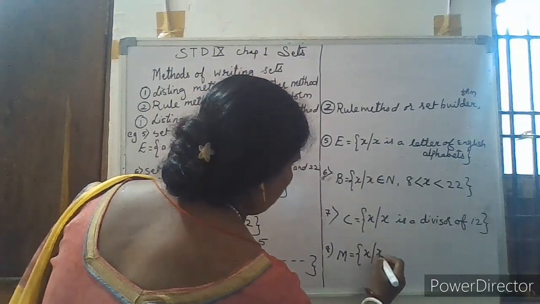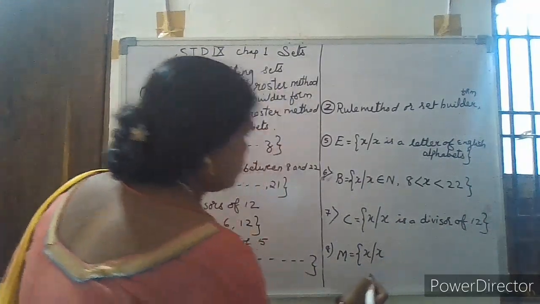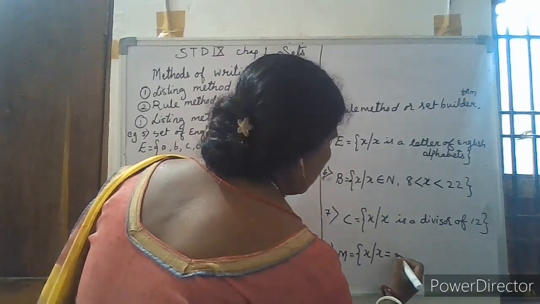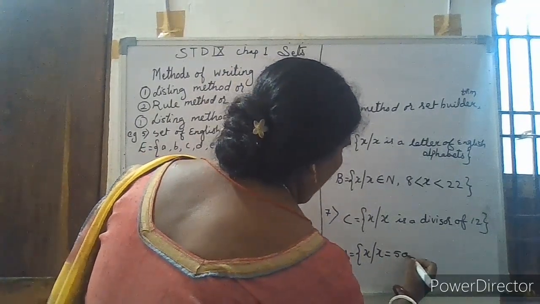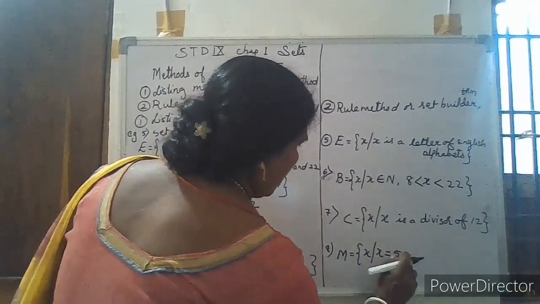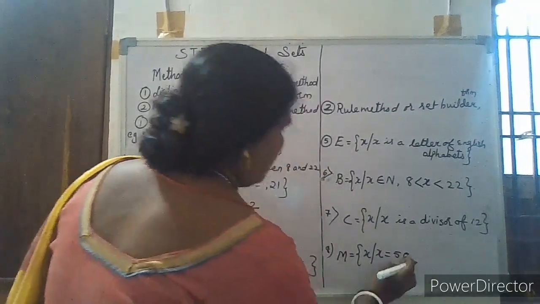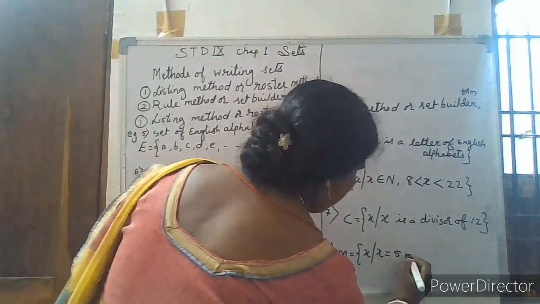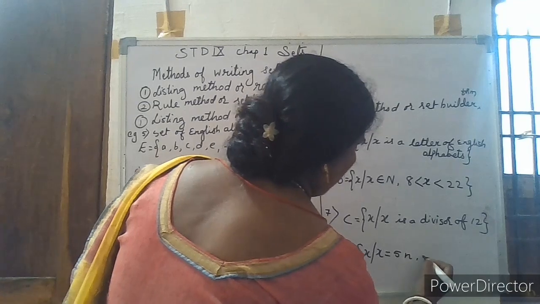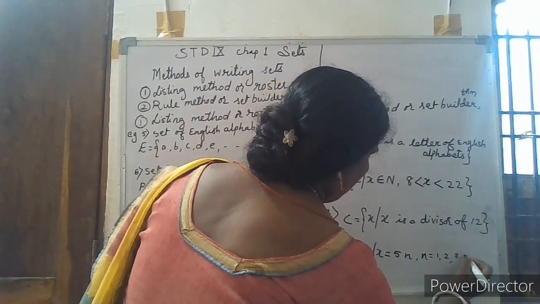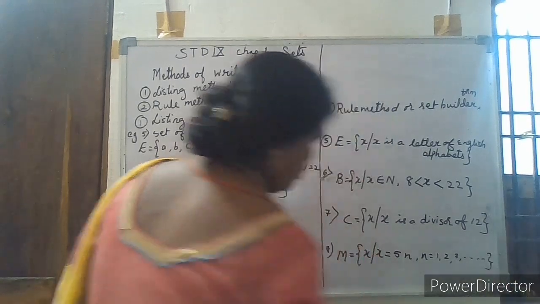x is an element such that x is equal to 5a. I can give any other variable, 5a, a indicates here, or 5n, where n is equal to 1, 2, 3, 4 and so on.